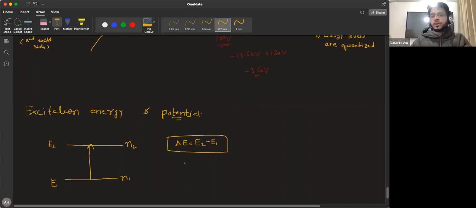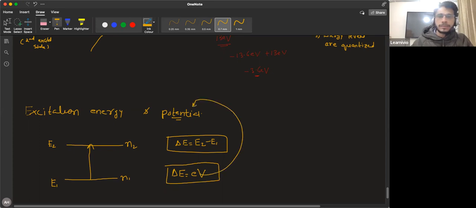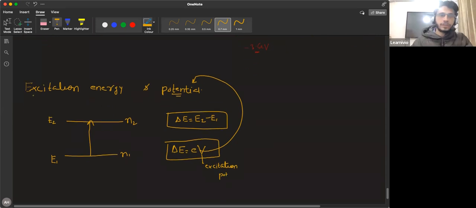For potential, you can write your energy in this way, it's eV. We use this relation in the photoelectric effect also. Energy is charge multiplied by potential. So your energy is charge, which is e, multiplied by the potential. So delta E is eV, and this V is the excitation potential. This relates energy and potential: this is excitation energy and excitation potential.